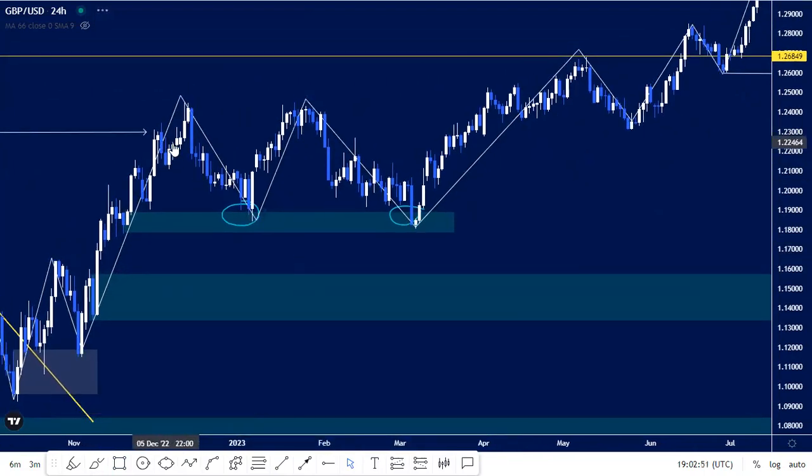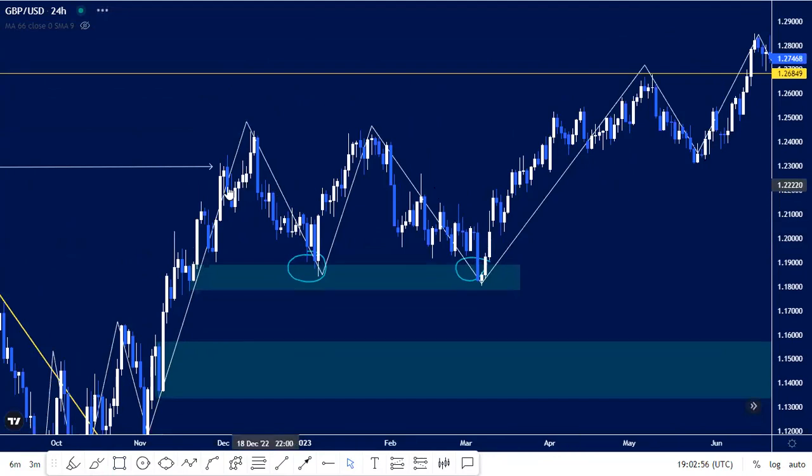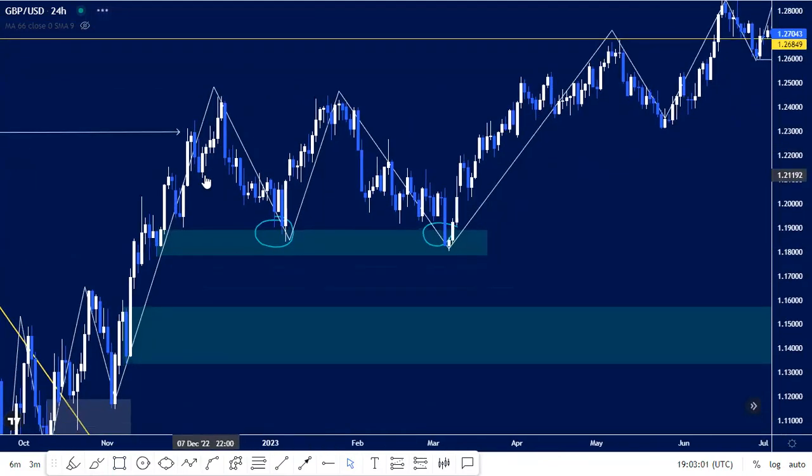Why didn't I mark this immediate demand? This one is low probability because according to even Fibonacci retracement, it's above 50%. And for us to buy, we really need the market to drop below the 50% range. So this one wasn't a high probability. This one was also not a high probability because just below it, there was another one. So this one was actually higher probability compared to this one and this one.